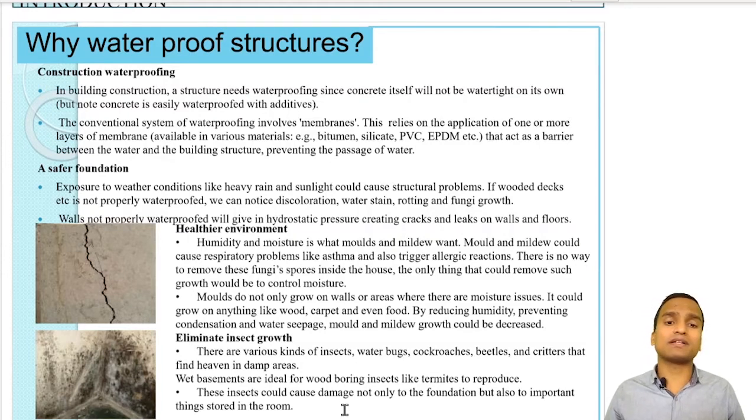So these termites or rodents could cause damage not only to the foundation, but also they become very important to be controlled if we are going to store anything inside our house, whether it may be the clothes, or it may be the grocery, or it may be some resources which may be used for our future purposes. So everything gets destroyed by these rodents and the insects slowly and slowly.